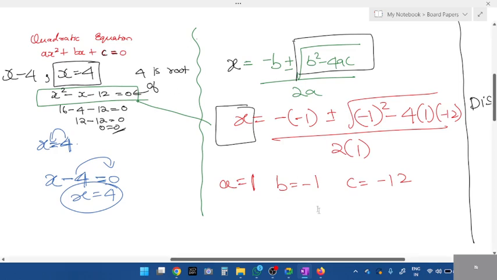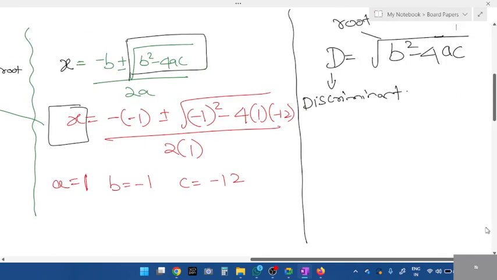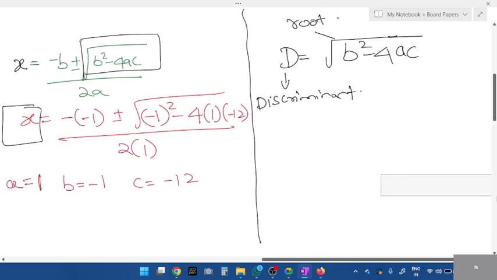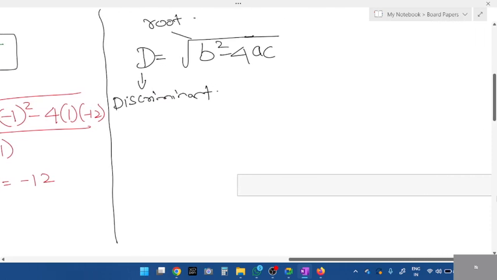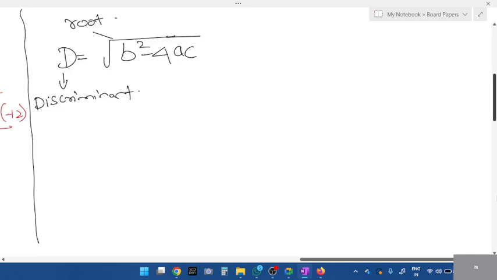Okay, if you have done this, then next part, below that write discriminant. D is equal to b square minus 4ac. This formula we use only for the root. Then once you write that, below that, write rational, irrational numbers.